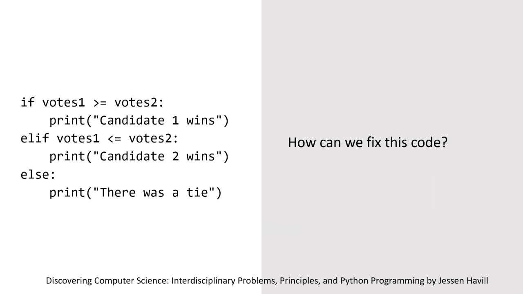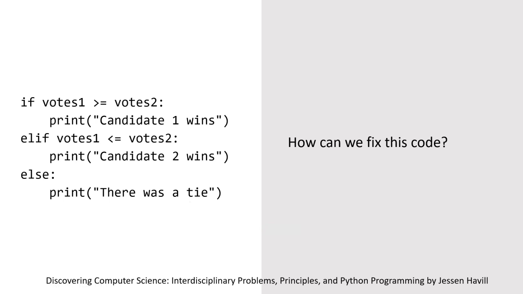So of course there is a problem in this code. If the votes are equal, instead of displaying candidate 1 wins, it should display there was a tie. Can you fix this code? Take your time. You can pause the video at this point.